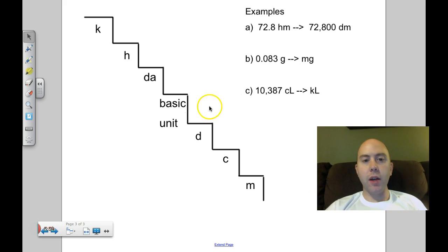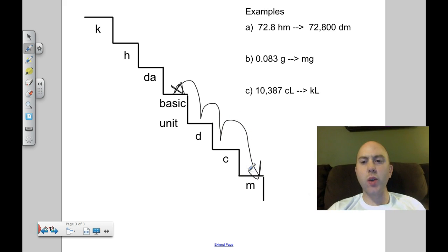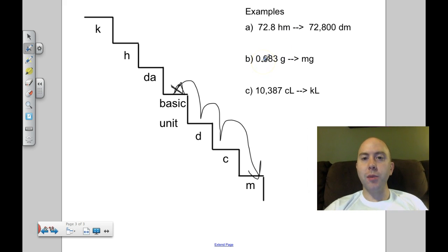So again, I'm going to start on grams, which is a basic unit. Starting here, it's a basic unit, grams. And I'm going to milli, which is down here. So I'm going to go 1, 2, 3 places to the right again. That's a pure coincidence. I'm going to go 3 places to the right. So I'm moving my decimal. And this time I probably don't need the zeros. 1, 2, 3 places to the right.